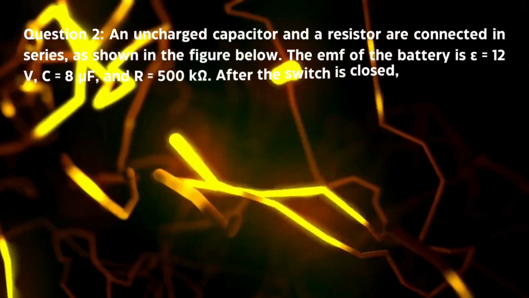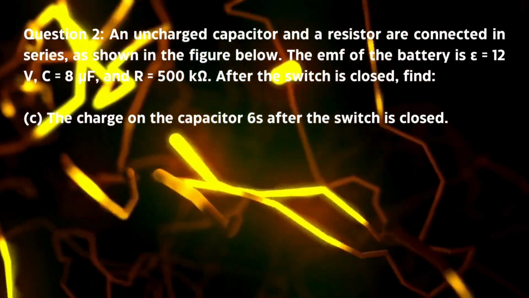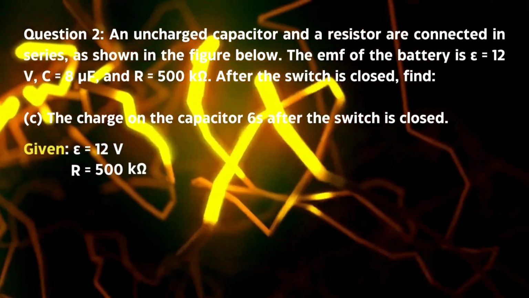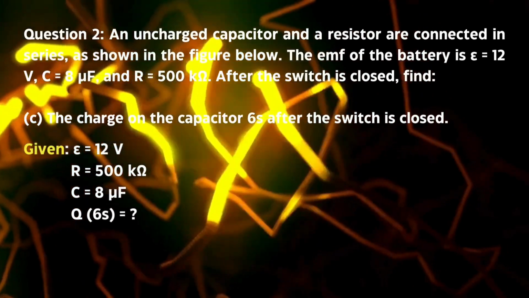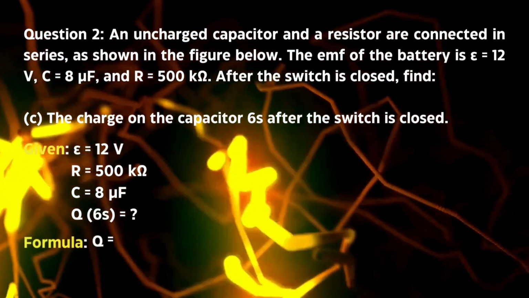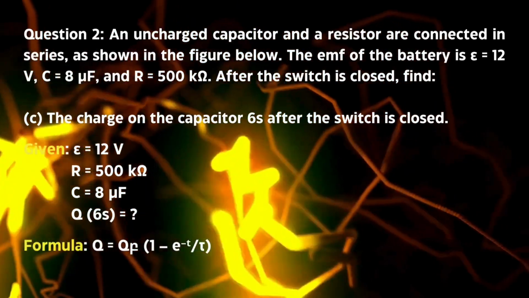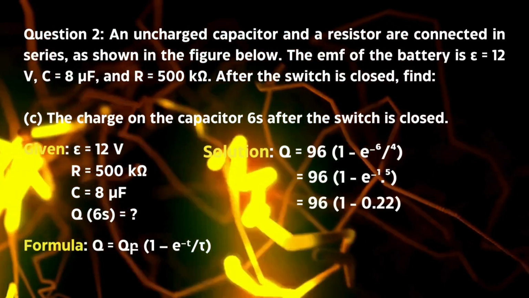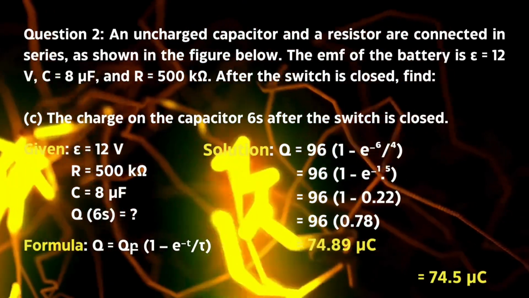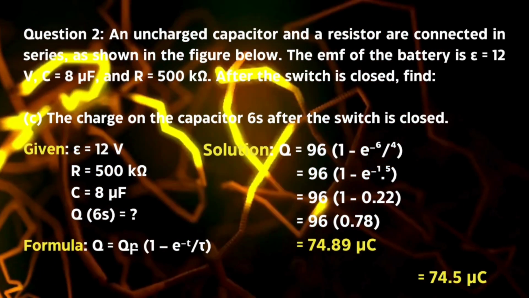For letter C, the charge on the capacitor 6 seconds after closing the switch. Use the formula charge is equal to the final charge times the quantity of 1 minus e raised to negative time over time constant. Apply the answers we had from previous questions, substitute, then solve. Then we get 74.89 microcoulomb when rounded off, and 74.5 when not.